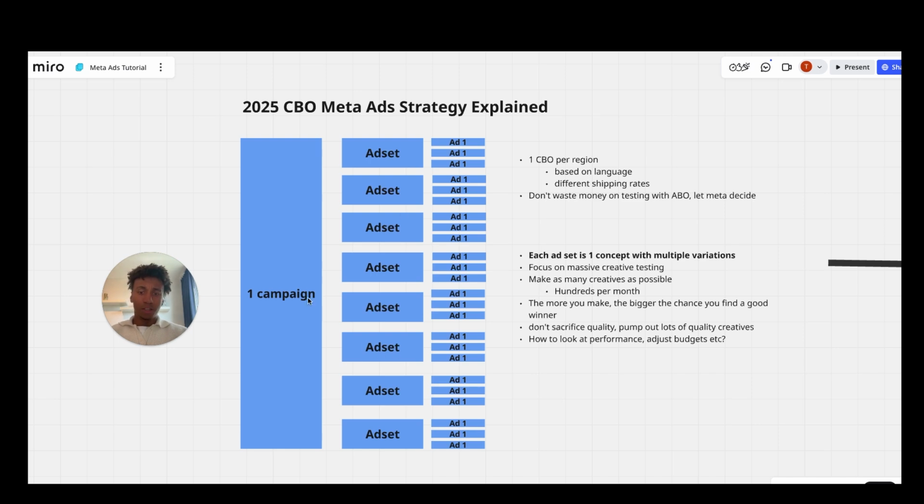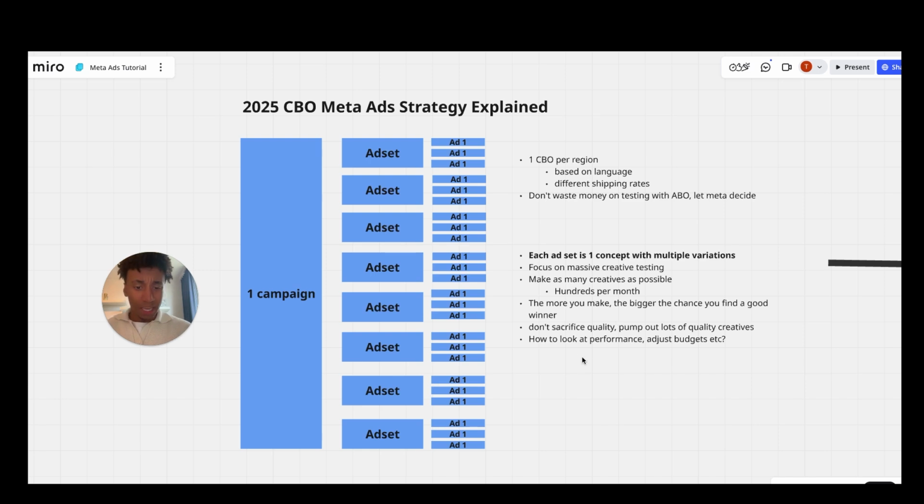And then once you have done this simple setup, now it is simple. Now you need to focus on massive creative testing. Really make as many creatives as possible. And with as many as possible, I'm saying hundreds per month. So I mean hundreds of concepts per month. And that's because the more creatives you make, the bigger the chance you find a good winner.